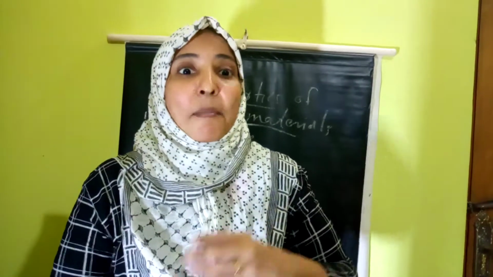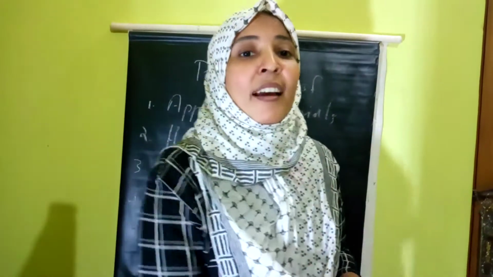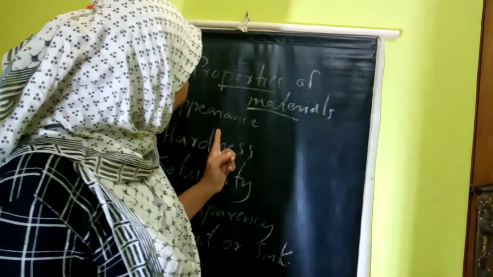Some others, like plastics, are not at all shining. Some are colorful, but some others are dim colored. That is the first property of materials, the appearance.